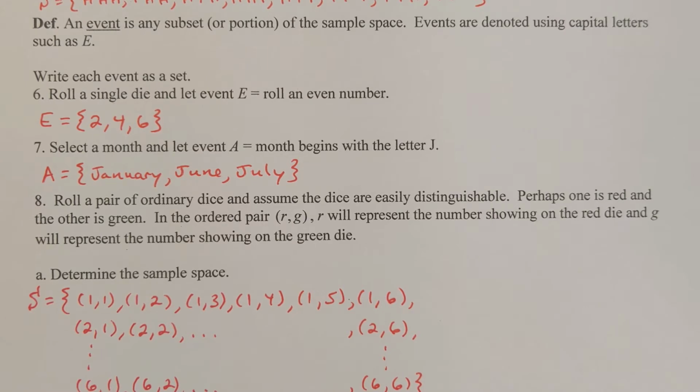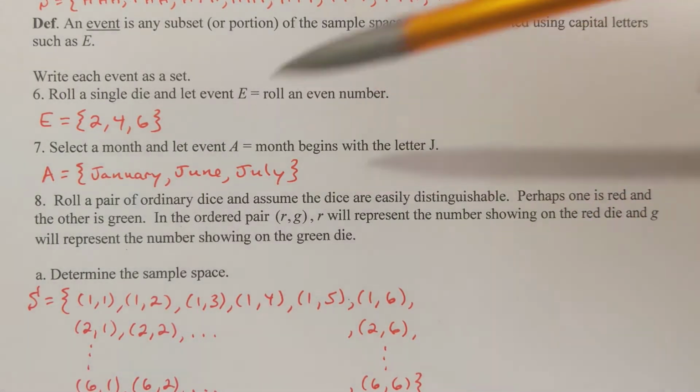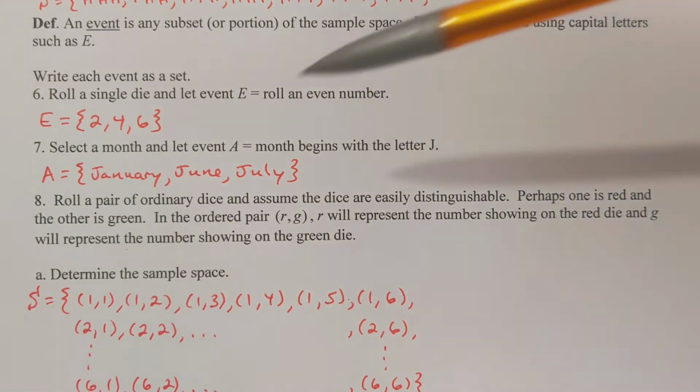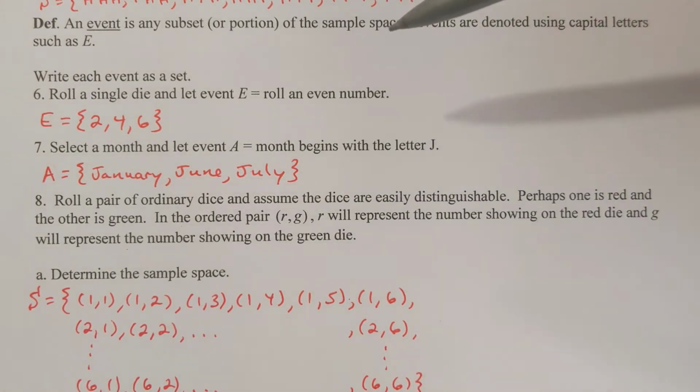Number 7, select a month and let event A be the event that the month begins with the letter J. So set A would consist of all the months that begin with the letter J, so it'd be January, June, and July, 3 months. Use commas to separate the elements that are in the set that you're listing there.